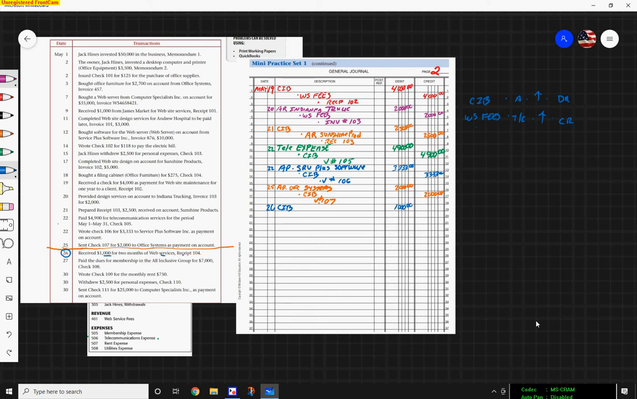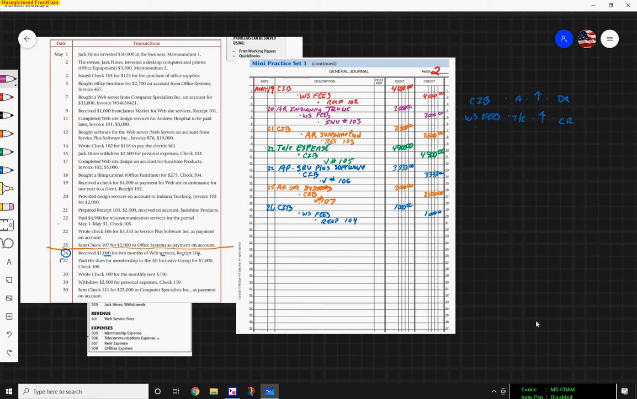Second one's going to be what? It's going to be web service fees, $1,000 credit, and it was a receipt. Receipt number 104. Okay, fair enough. Let's move it on here.